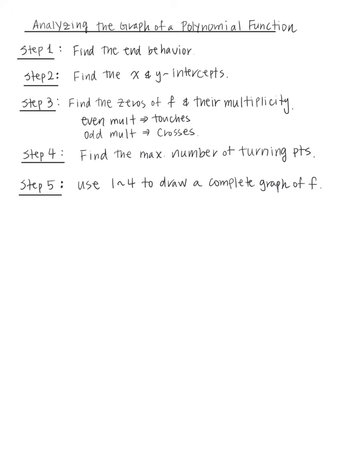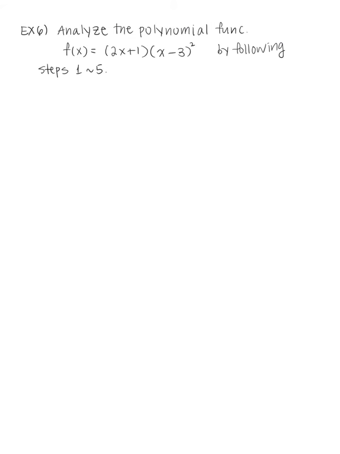Yes, I think we are ready to do some concrete examples on how to graph a polynomial function completely. The moment that we have been waiting for. So let's take a look at example 6. Analyze the polynomial function f of x equals (2x plus 1) times (x minus 3) whole quantity squared, by following steps 1 through 5 that we just talked about.